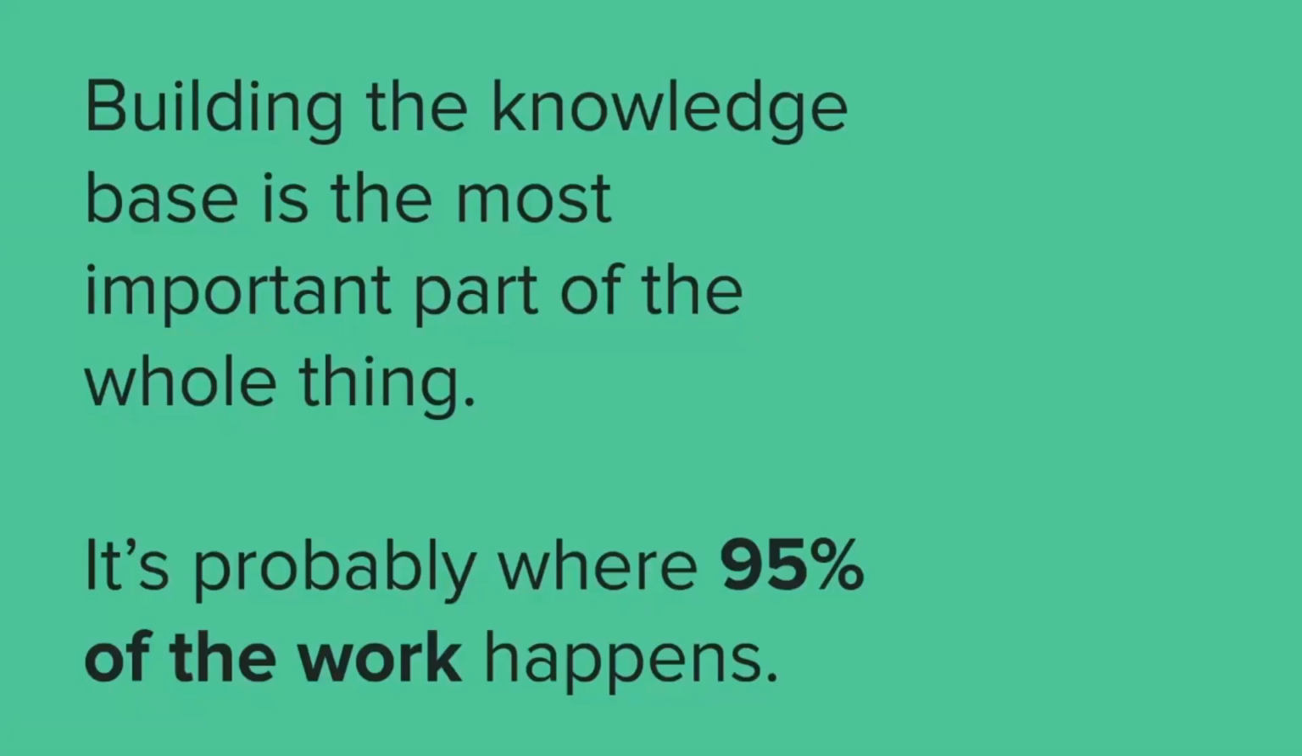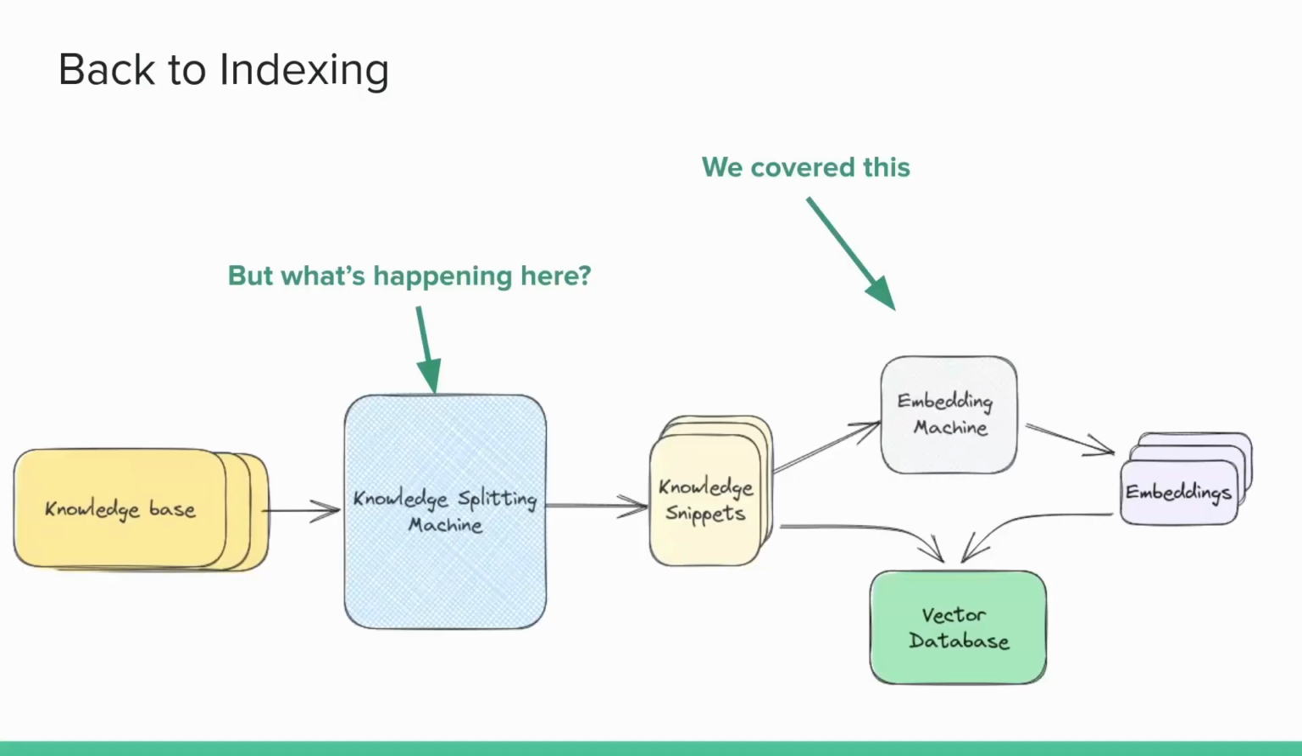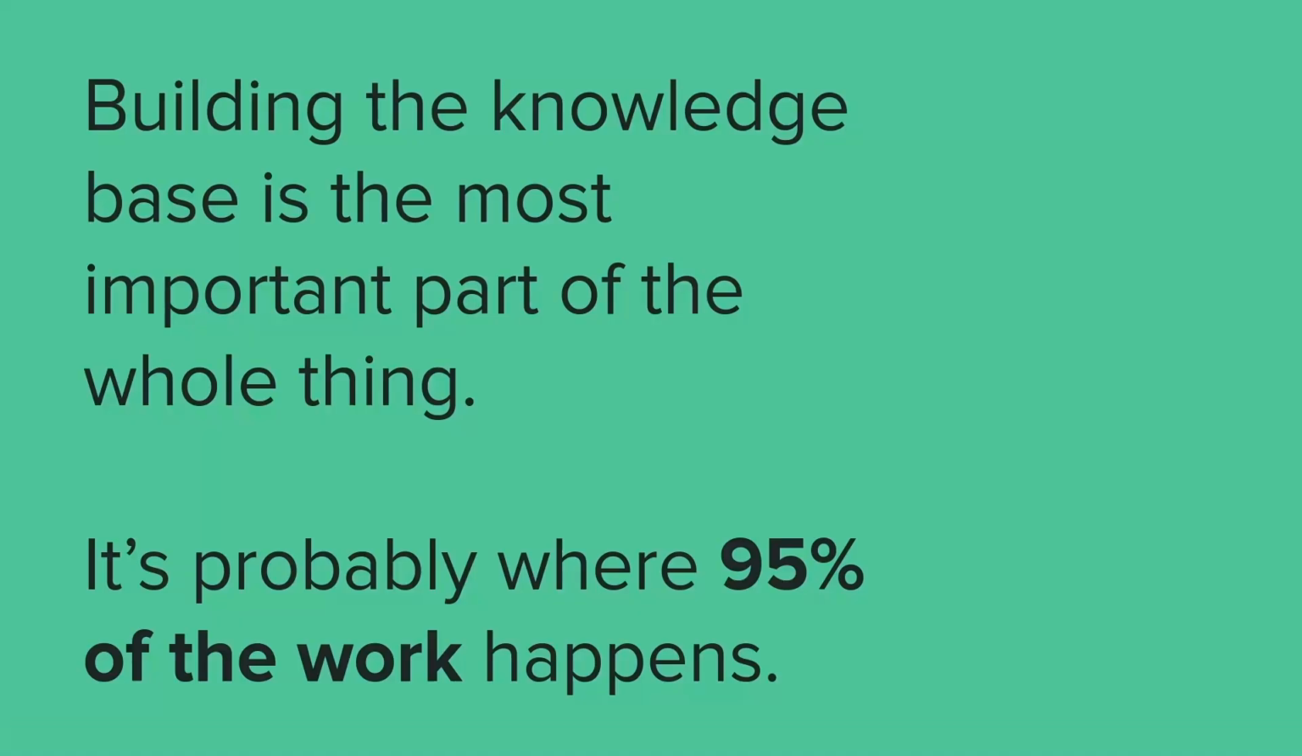And to emphasize, this is definitely the most important part of the whole thing, and it's also probably where like 95% of the work happens. That LangChain demo works incredibly well, and it sets up all the defaults. Then if you want to make it better, you have to go down a long rabbit hole of optimizations that mostly have to do with splitting up this knowledge base and getting good knowledge snippets to do the search operations well.